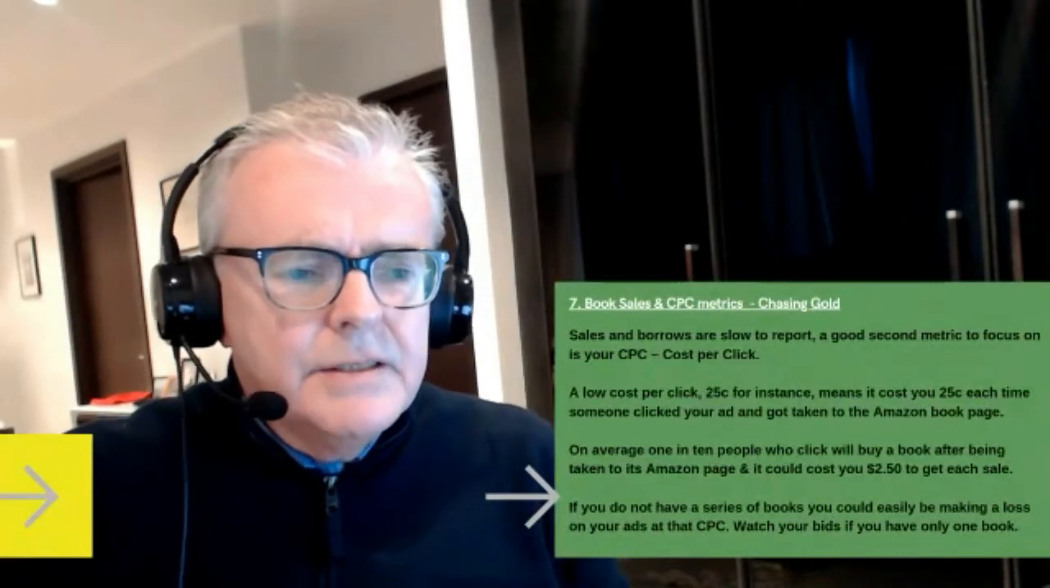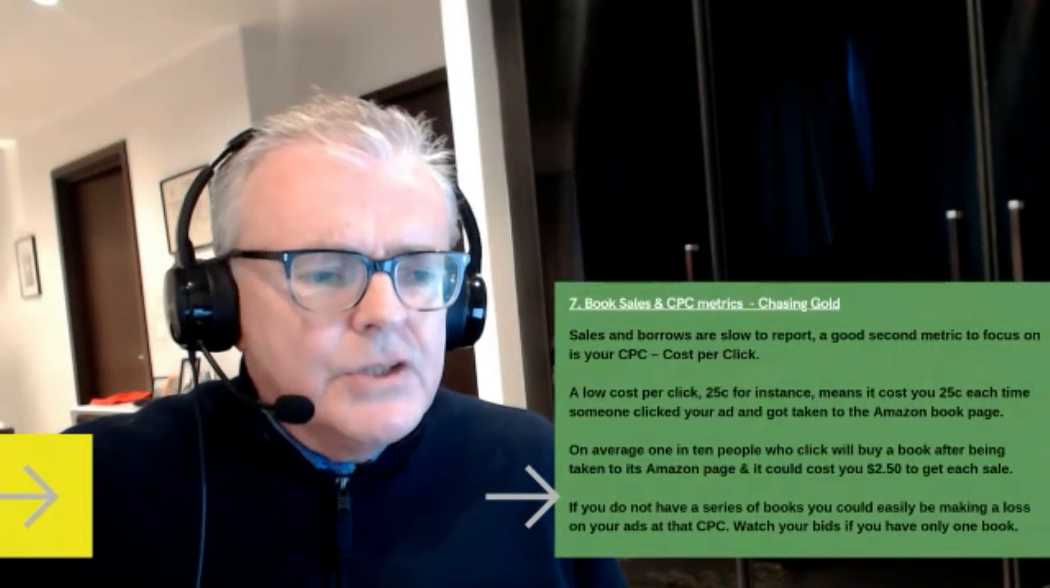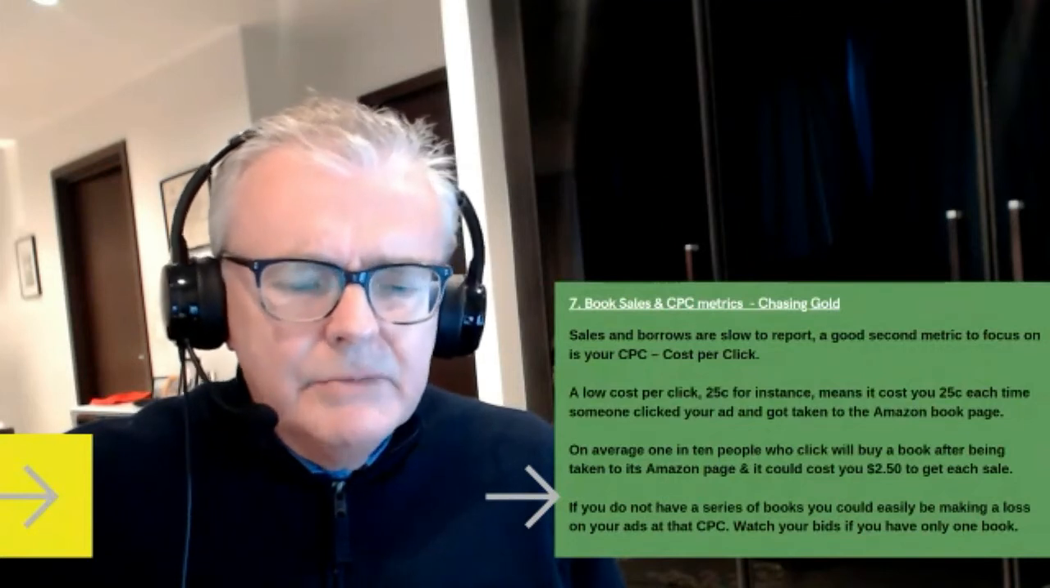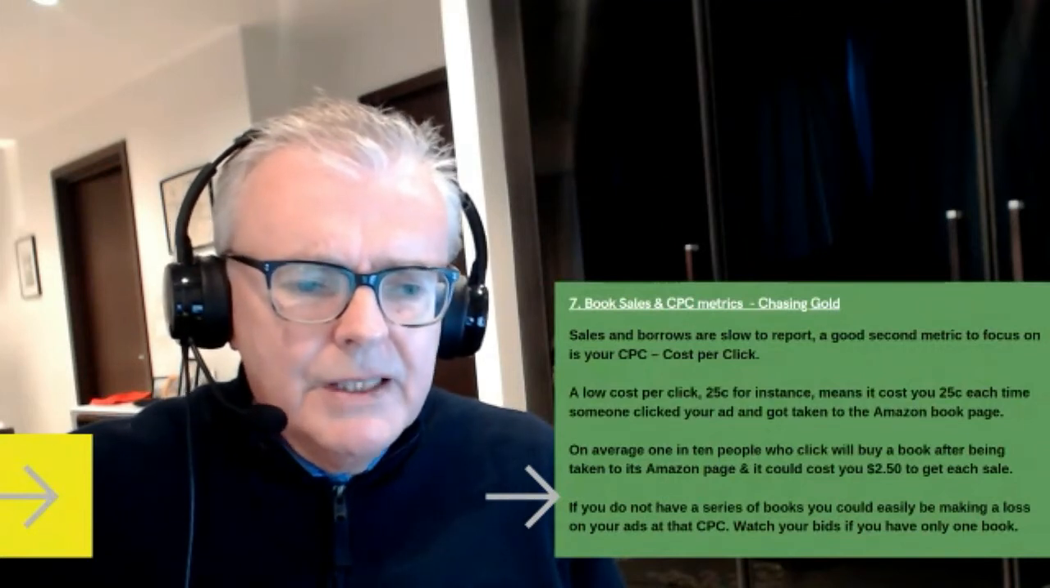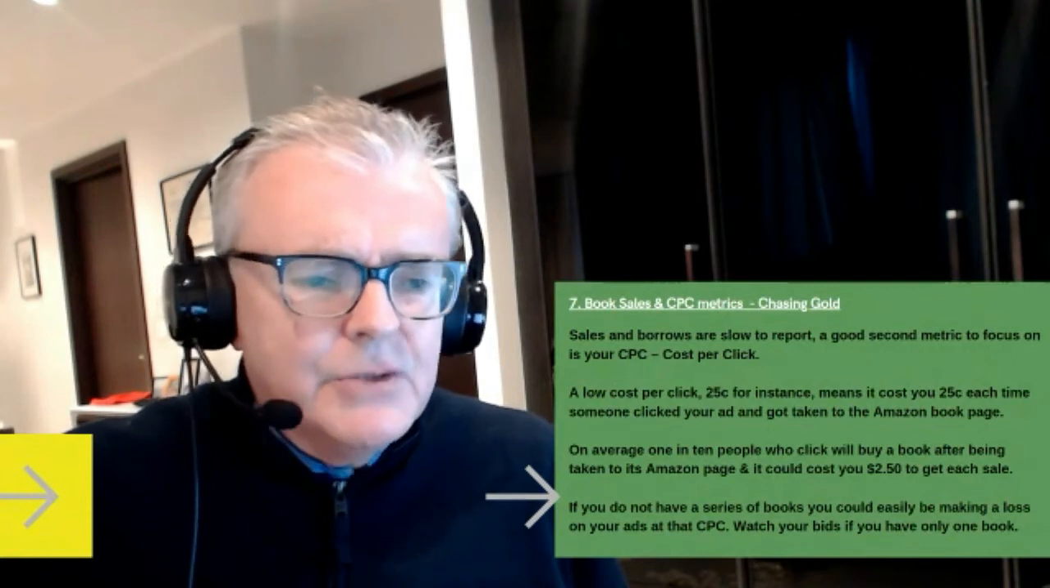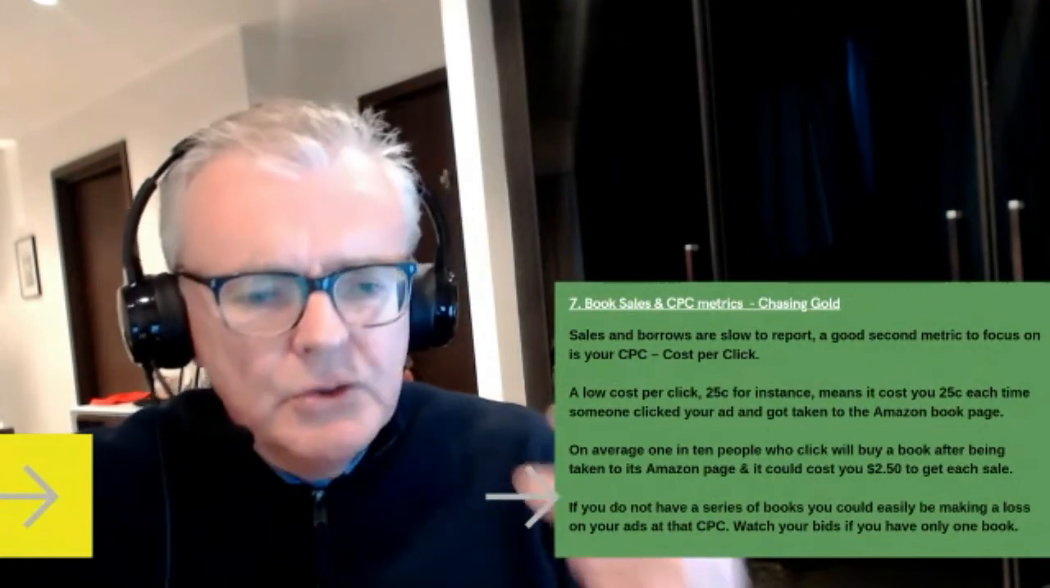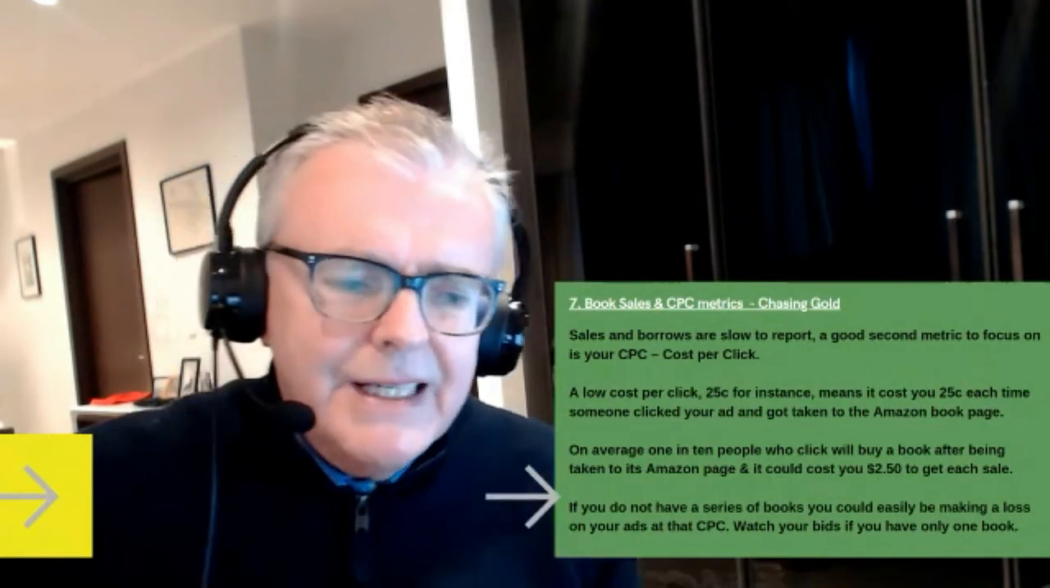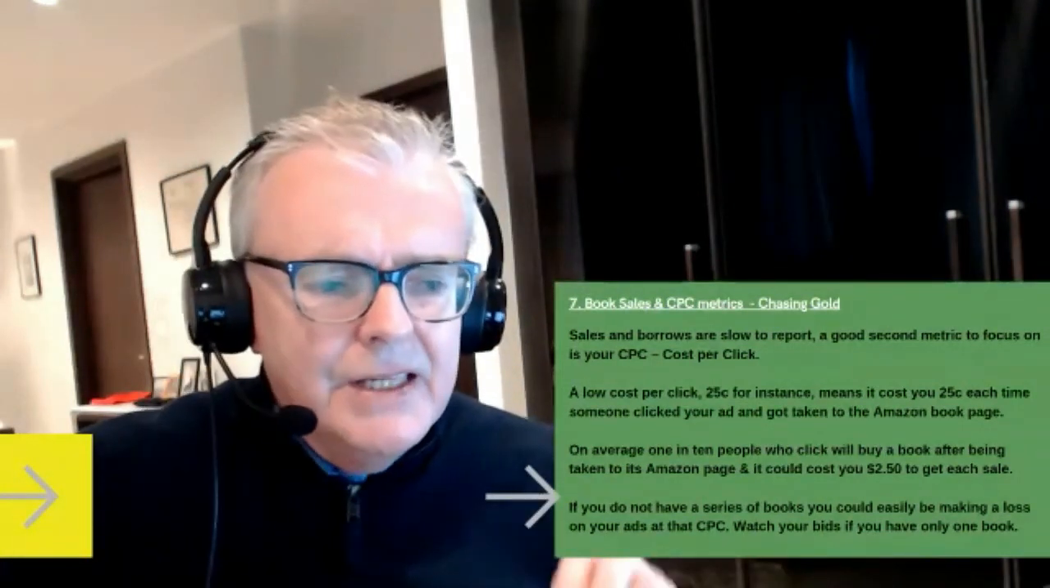Okay, book sales, cost per click, I explained that. Sales and borrows are slow to report. A good second metric to focus on is your cost per click. A low cost per click, 25 cents, means it cost you 25 cents each time someone clicked your ad and got taken to the Amazon book page.